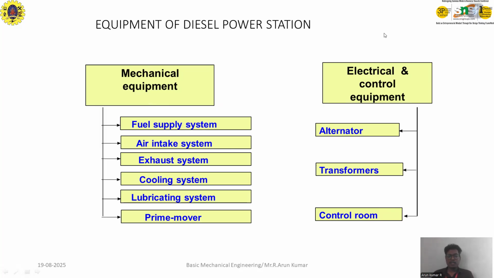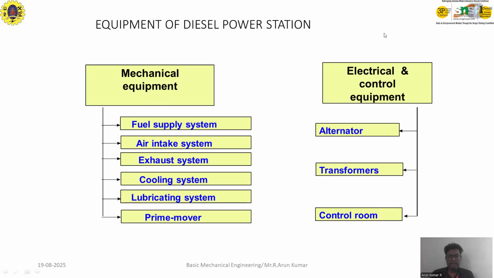The other two or three systems are very important, because they increase the efficiency of the component and also the efficiency of the device. That is why we have to arrange for the cooling system and the lubrication system, and another is the primary mover. Coming to the electrical and control equipment, three things are very important: the alternator, the transformer, and the control panel. We will discuss them one by one now.